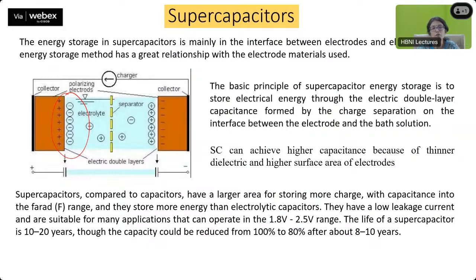And the life of a supercapacitor is around 10 to 20 years, but the capacity generally reduces within 8 to 10 years, but you can still continue working with that supercapacitor for another 5-7 years. So the capacity is reduced by about 20% in the first 8 to 10 years of operation of a supercapacitor.